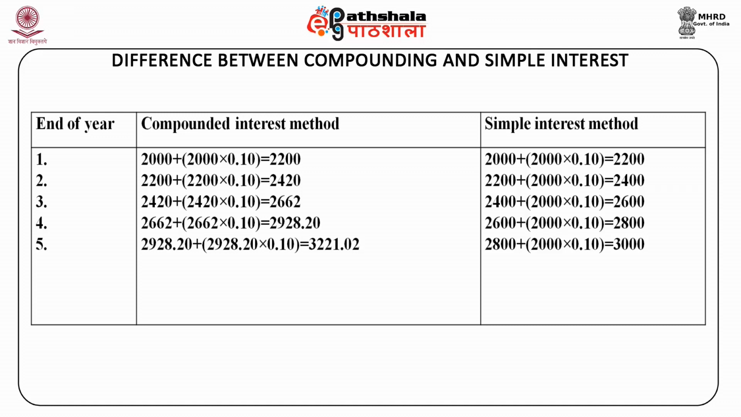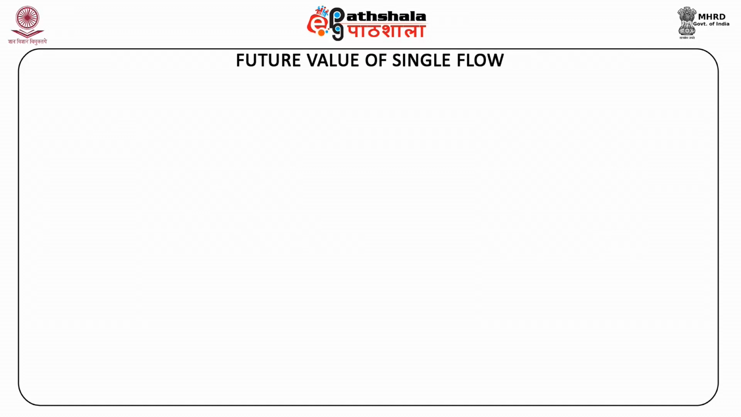From the above table, it is concluded that we get more value for our investment under the compound interest scheme rather than under the simple interest scheme. Next, we will discuss the future value of a single flow. Future value of a lump sum amount invested at a point of time can easily be calculated by the above method.